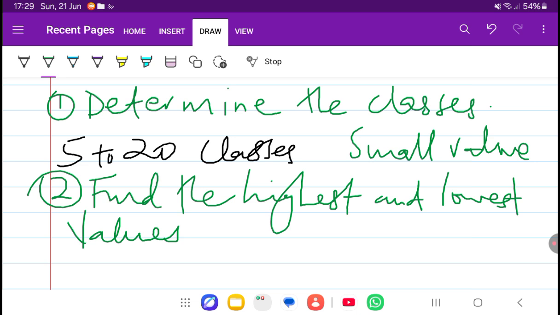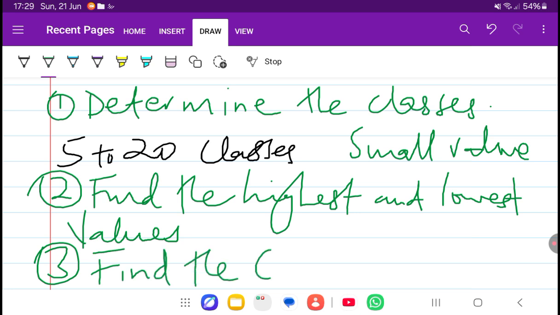Because you will be given data that is just numbers. You will be given whole numbers, just numbers. They could be decimals, but they could be just numbers. So you have to identify the highest value and then the lowest value. When you are done with identifying the highest and the lowest, the third step is to find the range.